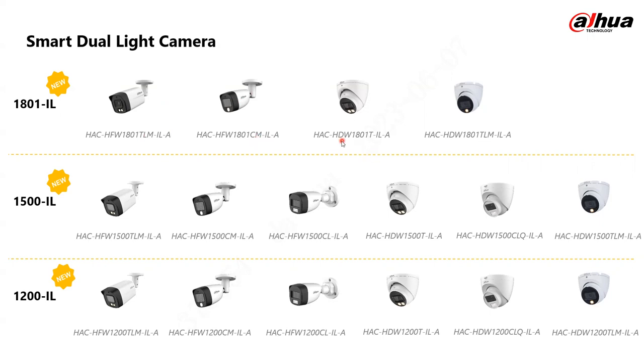So we have an eyeball that's metallic in terms of casing, a metal eyeball, supports smart dual lighting and again supports inbuilt mic. So we have, this is a metal bracket bullet, and these are basically a metal bracket eyeball. So in terms of casing, this is basically metallic. So we have the 1500 IL series, which supports some of the features of this, again, different casing, similar smart dual lighting, and again, support for the inbuilt mic that we have here.